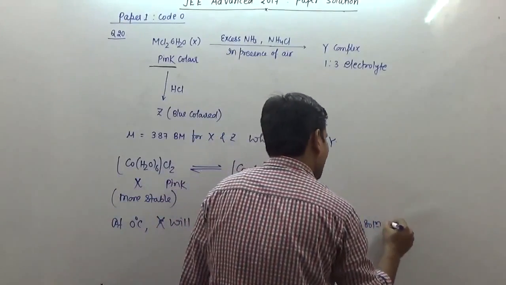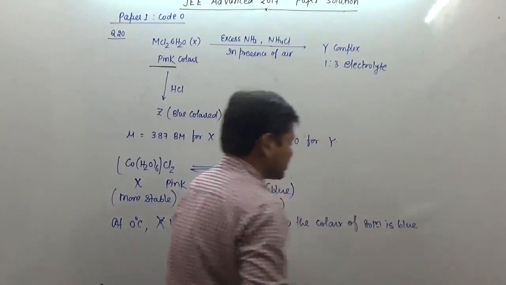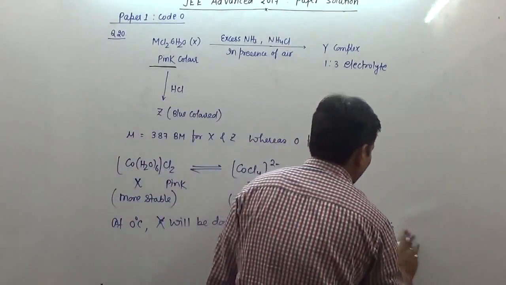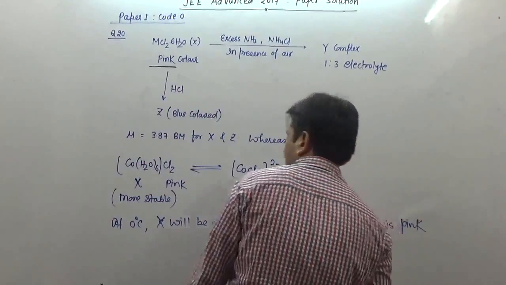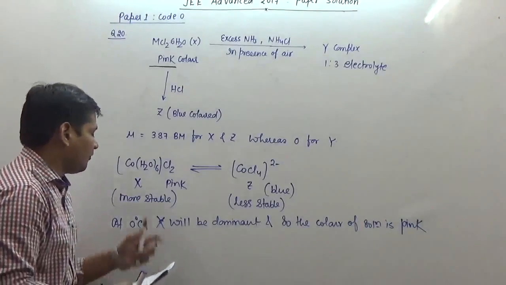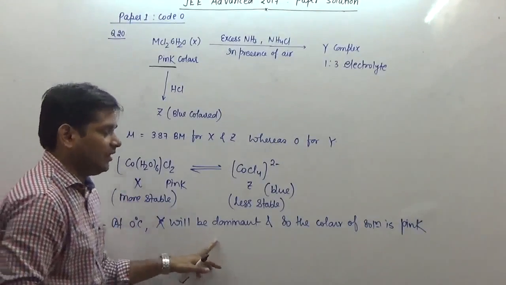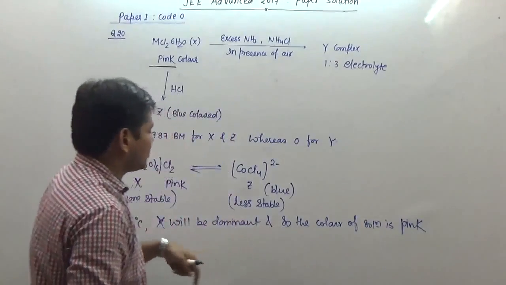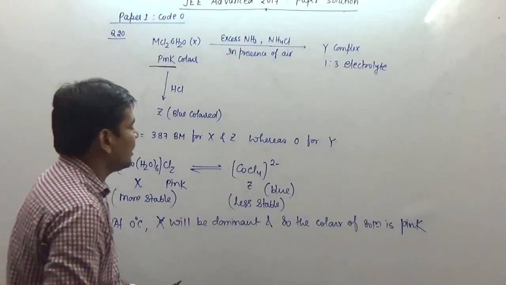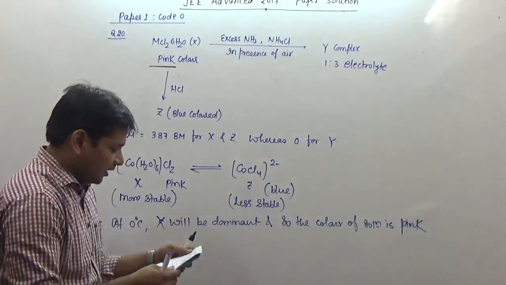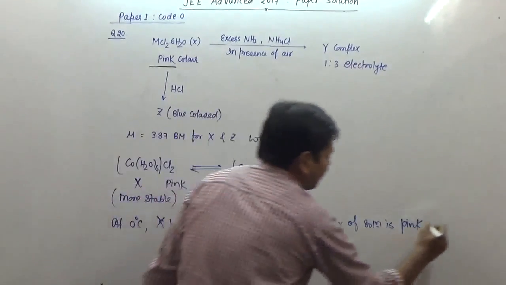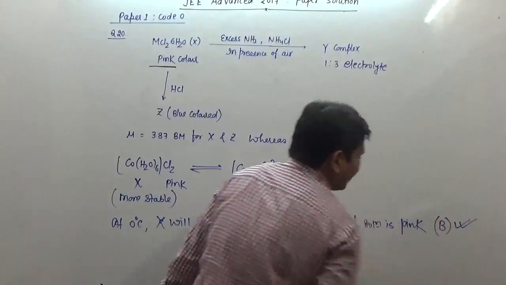So the color of the solution at equilibrium is pink because the equilibrium shifts backward. Because of the more stability of X, at equilibrium more of X will be dominant, and so the color of the solution will be the color of X, that is pink, not blue. Blue is the color of Z. Now you are also seeing that Z is a tetrahedral complex. So option B is also correct.